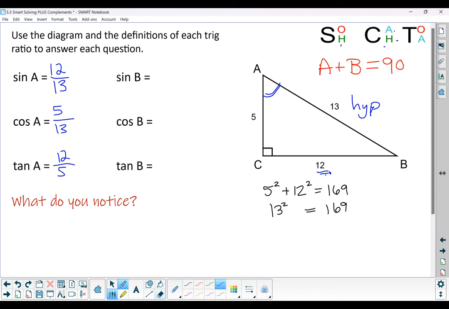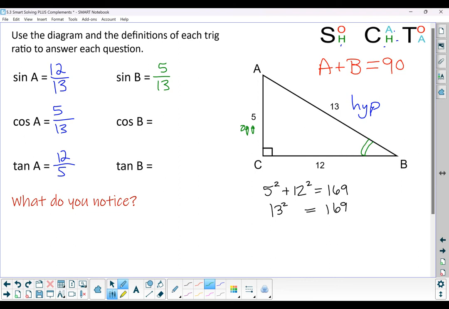Okay, so now we're going to change perspective. We're not thinking about angle A anymore. Now we're thinking about angle B. So the sine of angle B, from B, the side that's length 5 is the opposite. So this would be 5 over 13. The hypotenuse doesn't change. It just is what it is.